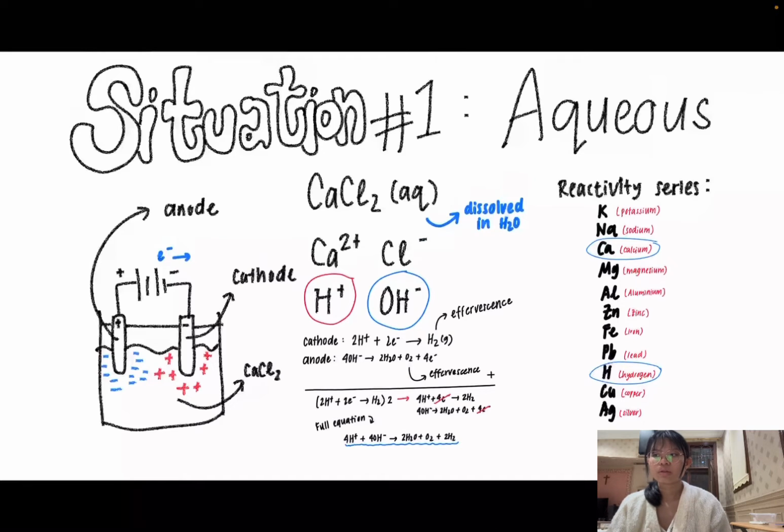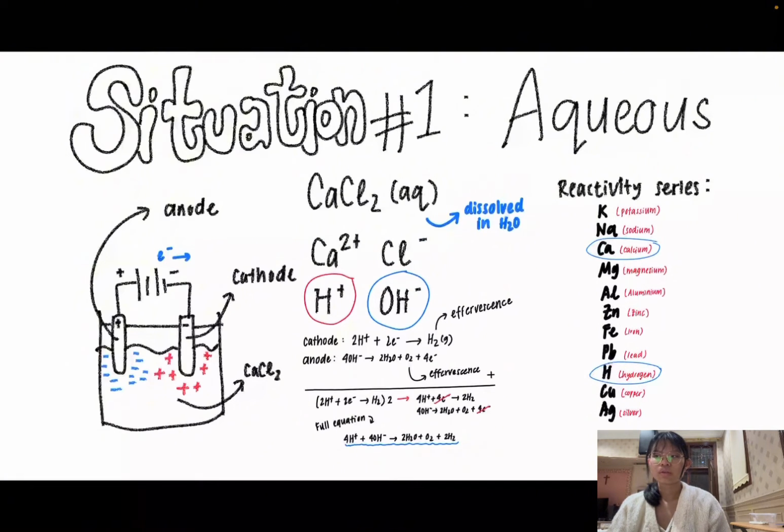What happens at the cathode would be effervescence, because the reaction happening would be 2H+ + 2e- = H2, or hydrogen gas. We select hydrogen gas because, between calcium and hydrogen, according to the reactivity series, calcium is higher up than hydrogen, meaning it is more reactive than hydrogen. Therefore, we're selecting the less reactive one, so we're selecting hydrogen.